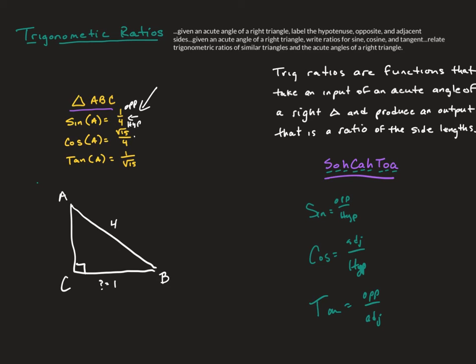The cosine of A is the adjacent over the hypotenuse. So the adjacent is going to be the square root of 15 over the hypotenuse, which we said was 4. Great. And then the tangent, let's just verify that. The tangent of angle A is going to be the opposite over the adjacent, which is 1 over the square root of 15. So there you have it. Able to plug those values in to see what my trig ratios are.